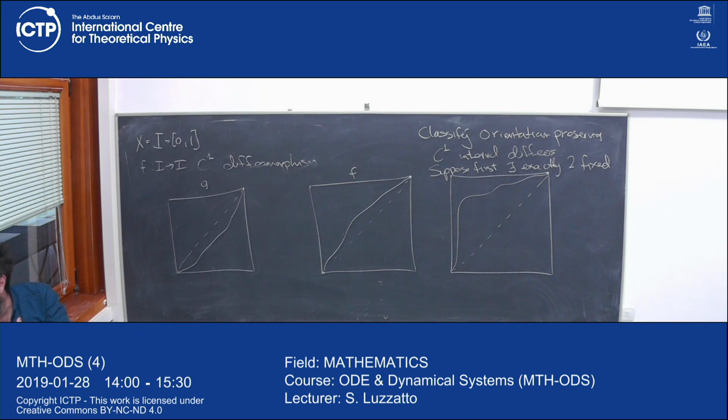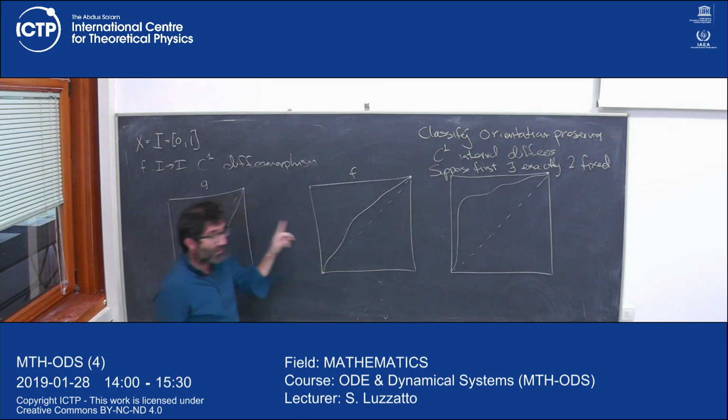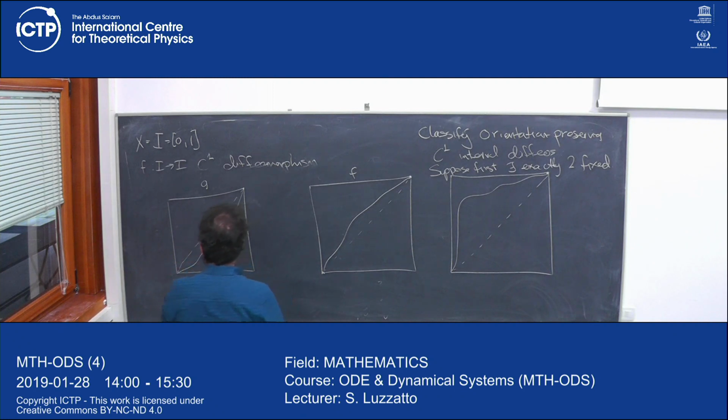So what is your guess about this? Are you saying that you think these two are topologically conjugate? Yes. Are they C1 conjugate? What about these two? Topologically conjugate? Okay, let's see what we can do. So let's construct a topological conjugacy. Yes, in fact, these are all topologically conjugate, so that's correct.